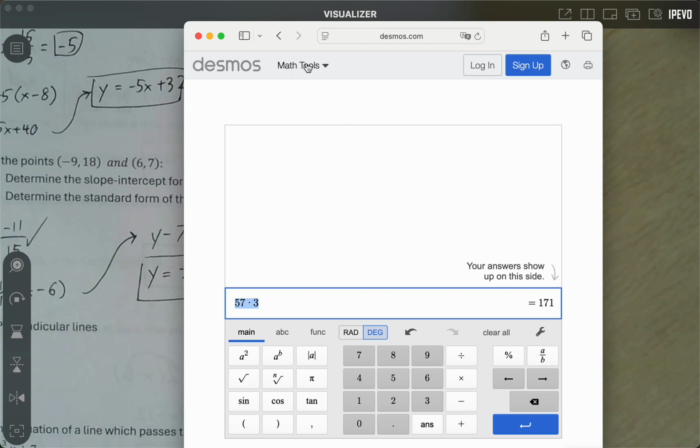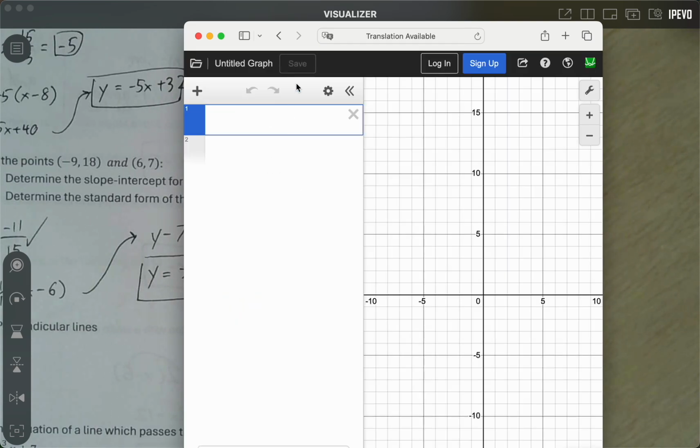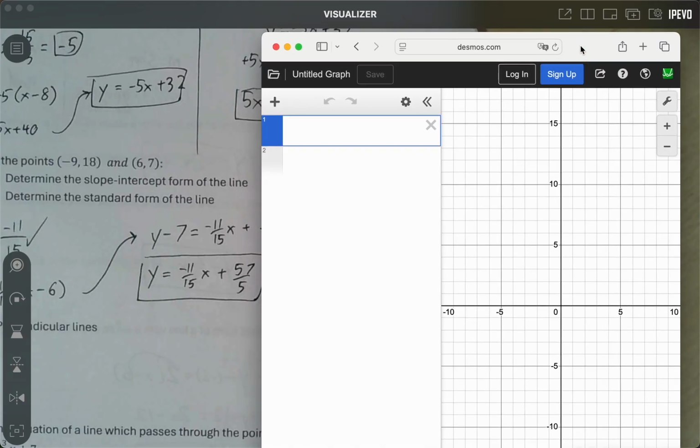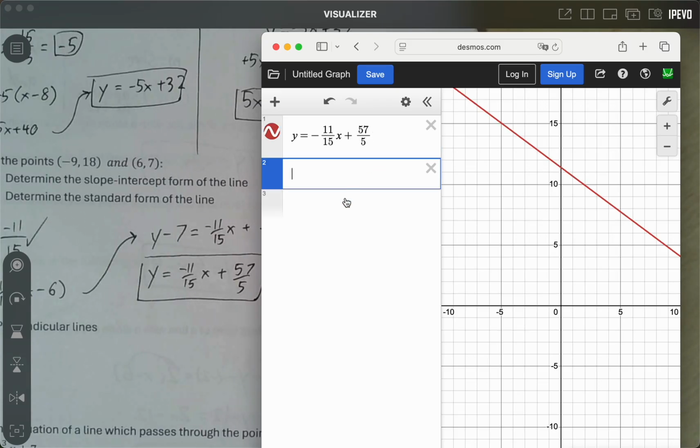Let's go back to our graphing calculator. Let's type in both equations and make sure they overlap with one another. So y equals negative 11 over 15 x plus 57 over 5. And now let's graph our general form. 11x plus 15y equals 171.